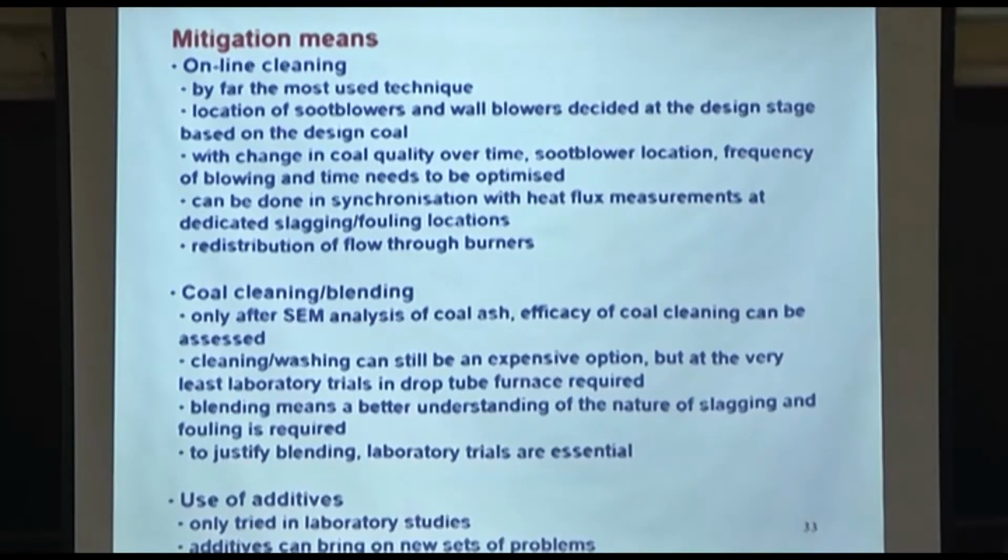And the second bullet point is that only after electron microscopy analysis of the coal ash can the efficacy of coal cleaning be assessed. Coal cleaning is very, very energy intensive and water intensive. So it only has to be done after a very, very carefully thought through process. Cleaning and washing can still be an expensive option, but at the very least, laboratory trials are required.